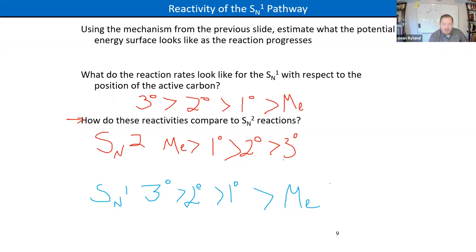If it's a tertiary alkyl halide, it's going to go SN1 every time. If it's a primary or methyl alkyl halide, it's going to go SN2 every time. If it's secondary, we have to look at some other variables. So what other variables might there be? What could make things favor a one-step reaction versus a two-step reaction?